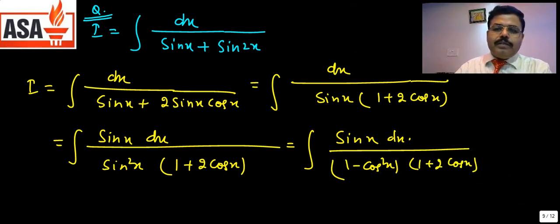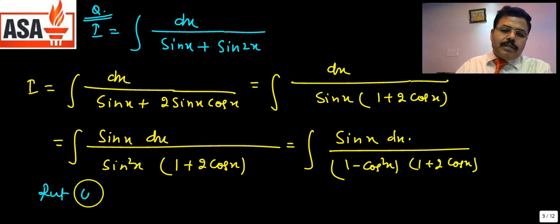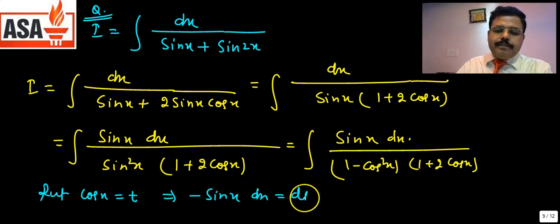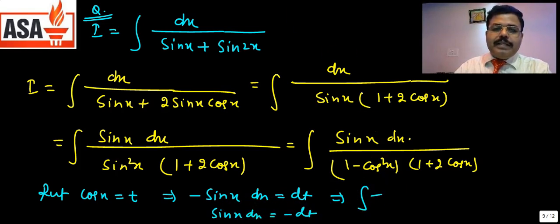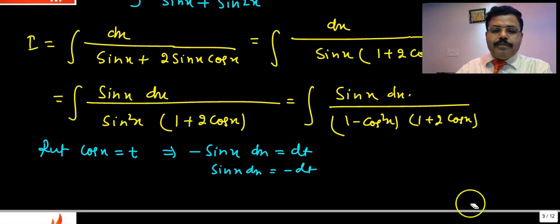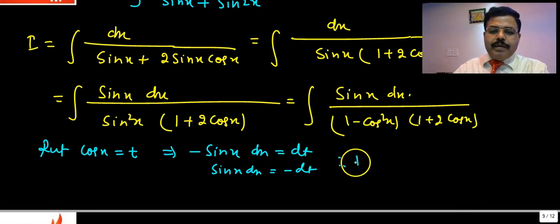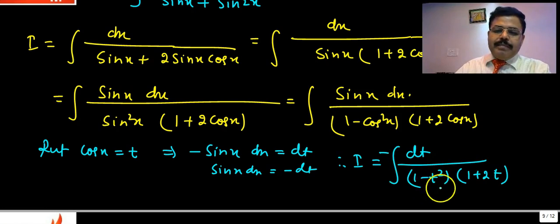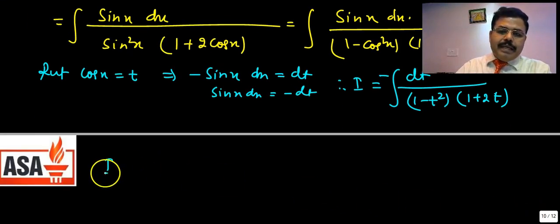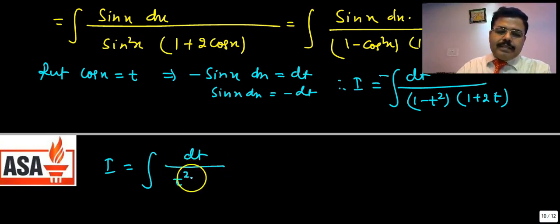So if I now put cos x is equal to t, then minus sin x dx would be dt. In that case sin x dx will be minus dt. So integration would be, I is equal to minus dt upon 1 minus t square into 1 plus 2t, right? So if I multiply by the minus sign, then the integrand will be dt upon t square minus 1 into 2t plus 1, right?